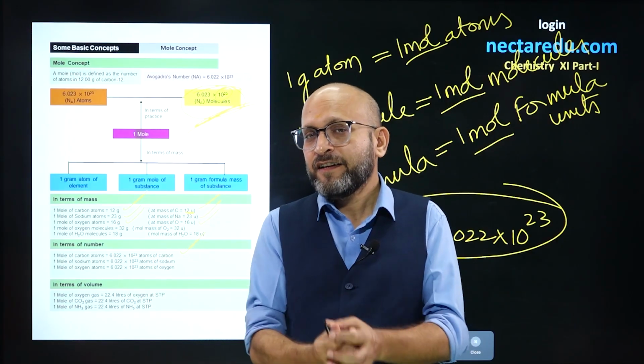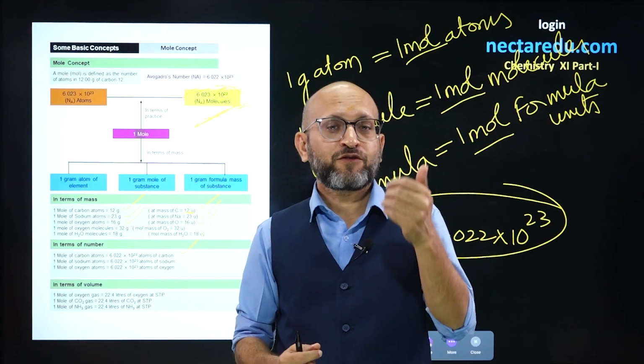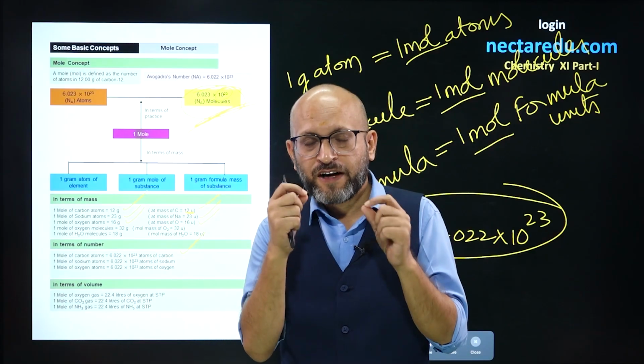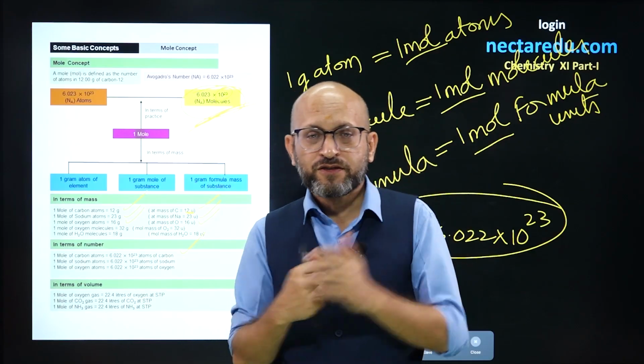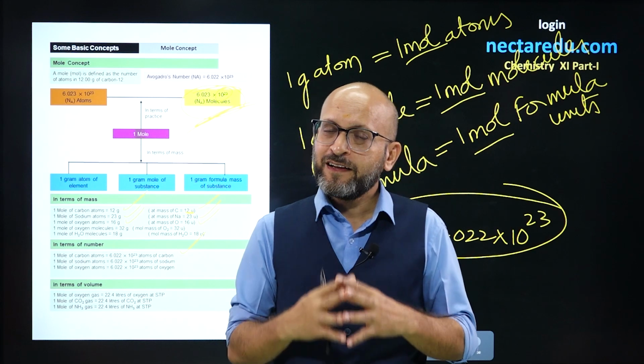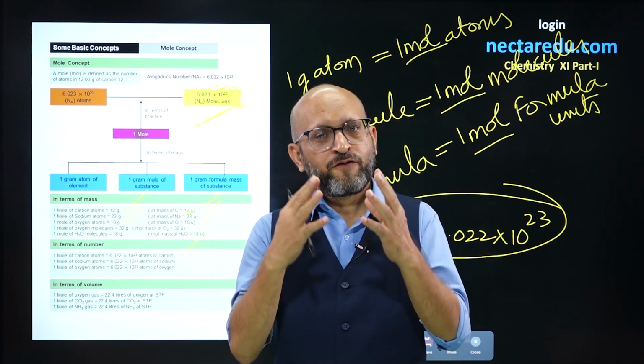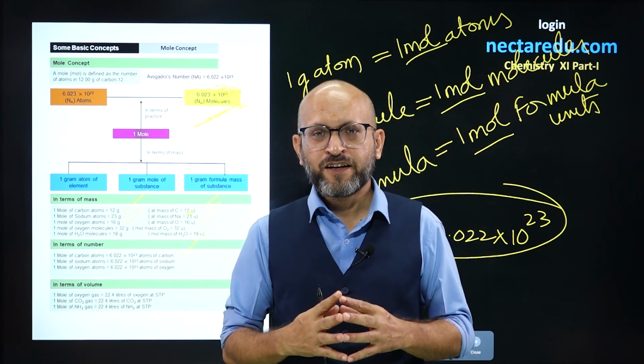So where do we need mole? For calculating the number of electrons, atoms, protons, and neutrons. You will most often see it being used for calculating all these values. So, that's it.